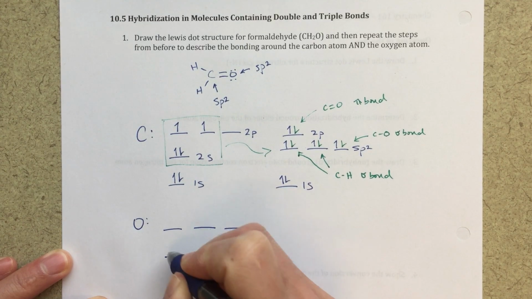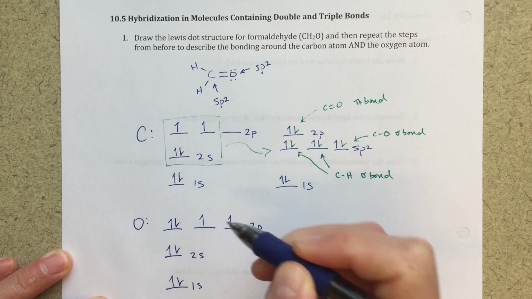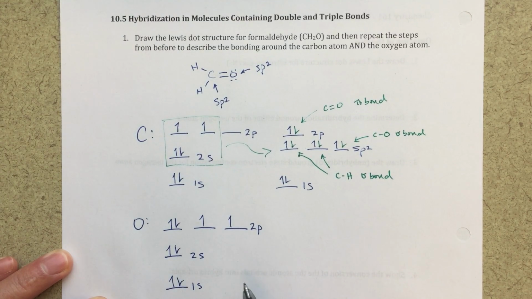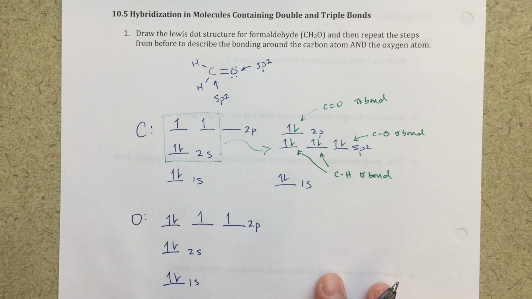Now oxygen has 8 total electrons, 6 valence electrons. So this would be my atomic orbital picture. These are my 6 valence electrons. I'm showing my core electrons here again. That's not totally necessary, but I think it's nice to do.